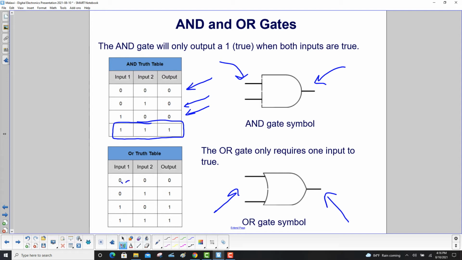Well, if you have 0 and 0, that outputs a 0 because neither one is a 1. 0, 1, well, this is a 1, so your output will be a 1. 1, 0, same thing. And if you have a 1 and a 1, that will also give you a 1.